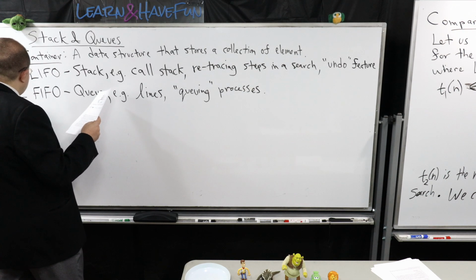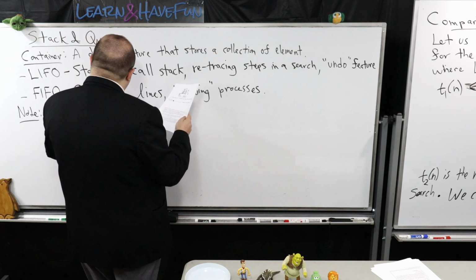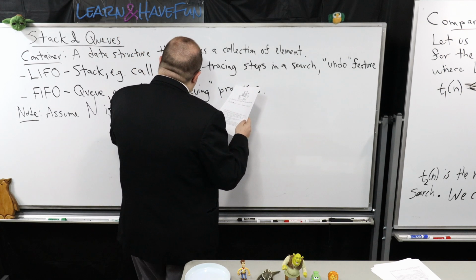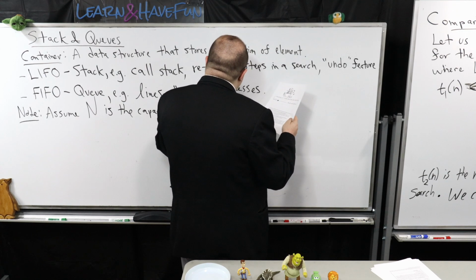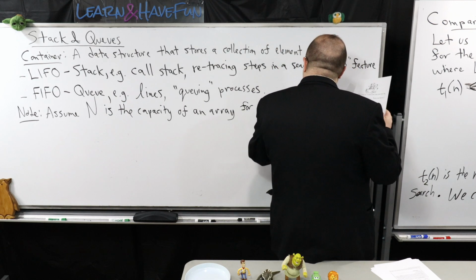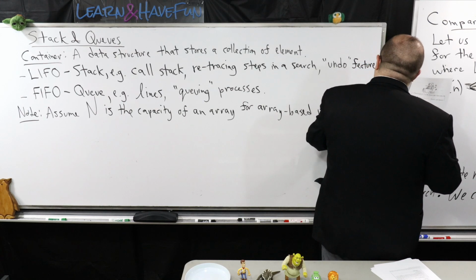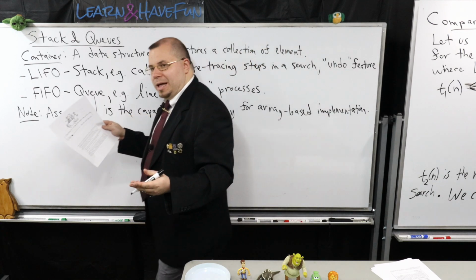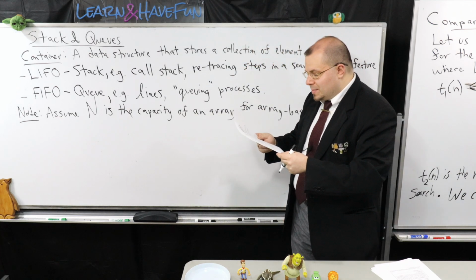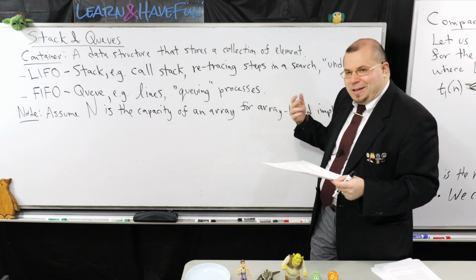So note, assume capital N is the capacity of an array for array-based implementations, because this is going to be relevant for us. Because there's going to be two distinctions here. There's going to be how much you can fit into the array, capital N, and how many elements there actually are in our data structure, lowercase n. So sometimes the worst case running time will actually depend on capital N, other times it will depend actually on lowercase n.